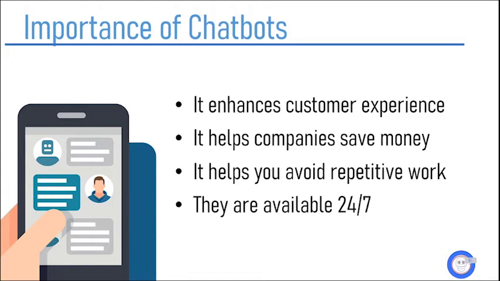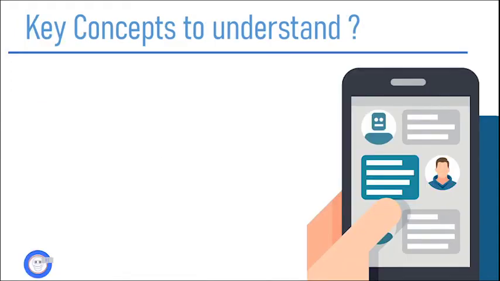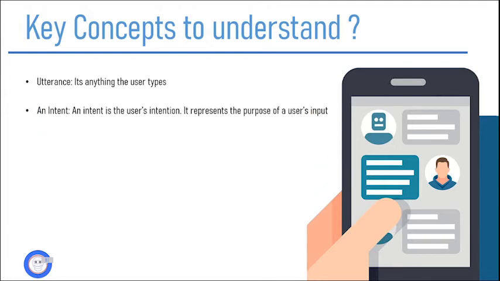Before I proceed to the next slide, I want to explain some key concepts to understand how a chatbot works. So we have the utterance, and the utterance is anything the user types, and we have the intent, where we are supposed to get the understanding, the intent and the entity. So the intent is the intention. It represents the purpose of a user input. For example, a user types "show me yesterday's news." The usual intent for the chatbot is to retrieve a list of headlines.